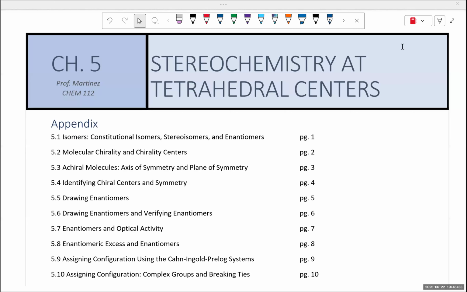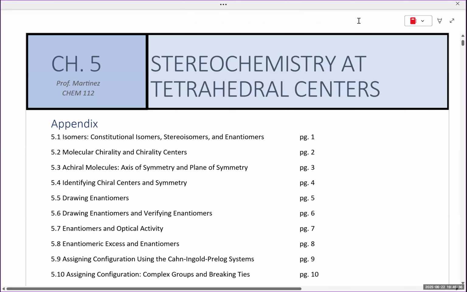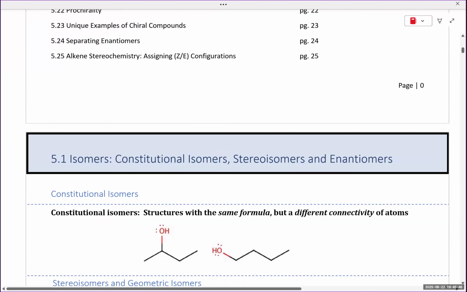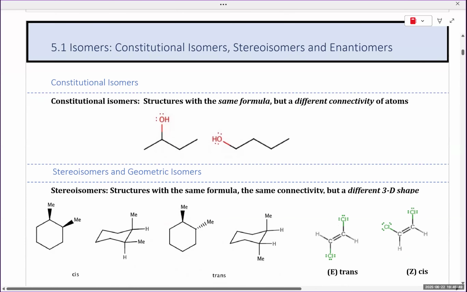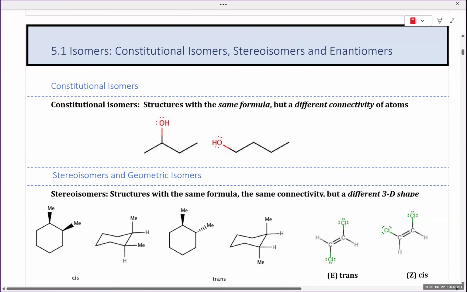Okay, let's get started with the Chem 112 lecture series. Today we'll be discussing Chapter 5, which focuses on the stereochemistry at tetrahedral centers. So, first and foremost, let's do some review and let's talk about isomers, such as constitutional isomers, stereoisomers, and enantiomers.